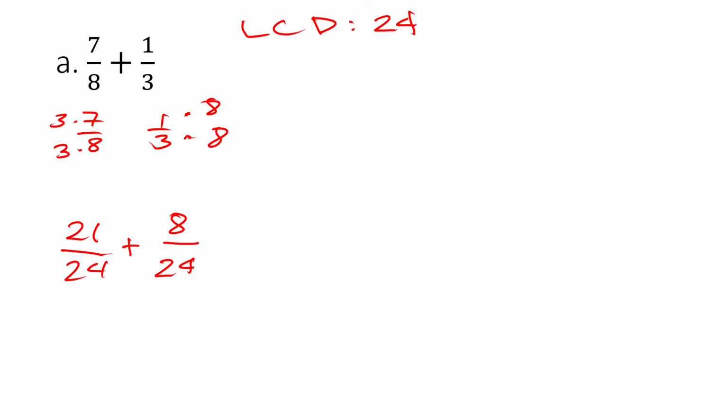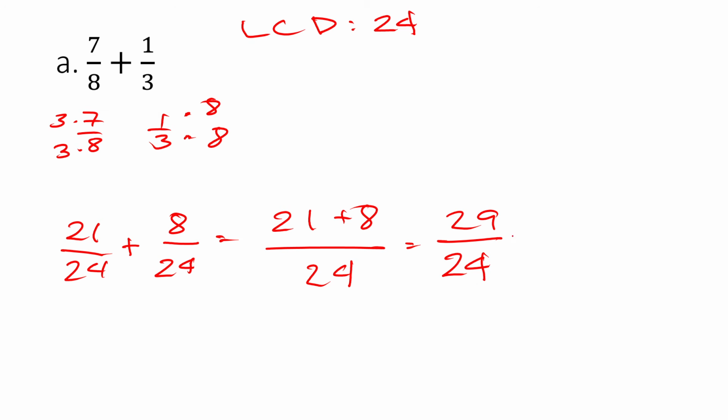Anyway, let's combine. 21 plus 8 all over 24. 21 plus 8 is 29. Keep the denominator the same, so your answer should have been 29 over 24, or 1 and 5 over 24.